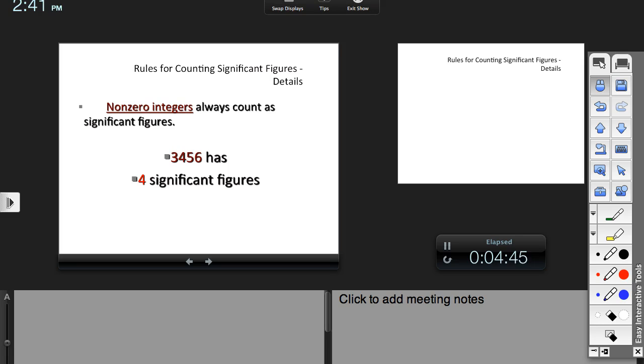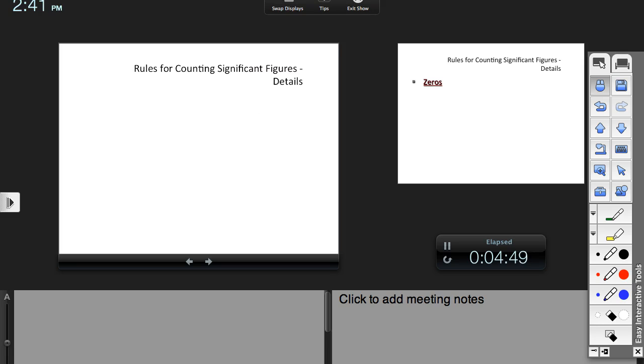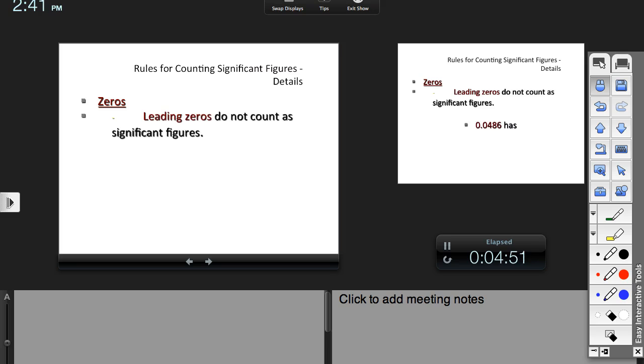Right, looking good, guys. So the next rule that we're going to be looking at is if we're talking about zeros. Zeros are where things get a little hairy. I really like to spend a lot of time looking at why zeros matter sometimes and why they're less significant sometimes, and that we did that with lab equipment, so it actually makes sense to you. So when we're writing down zeros, leading zeros do not count. And so here's an example that has some leading zeros.